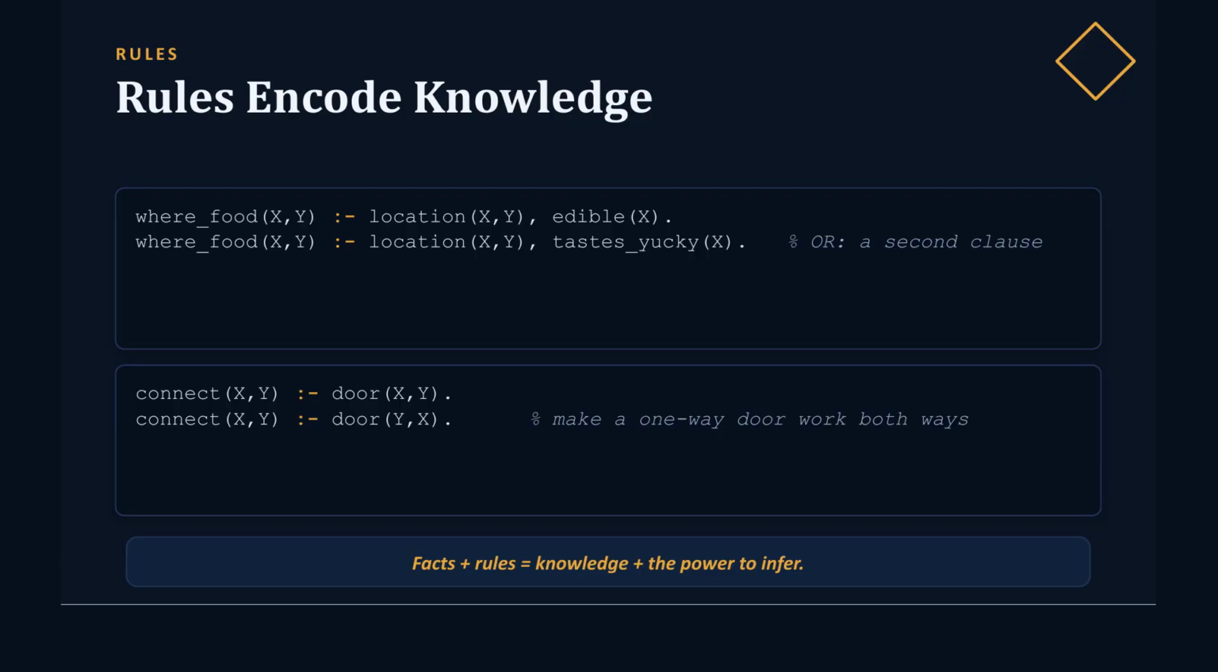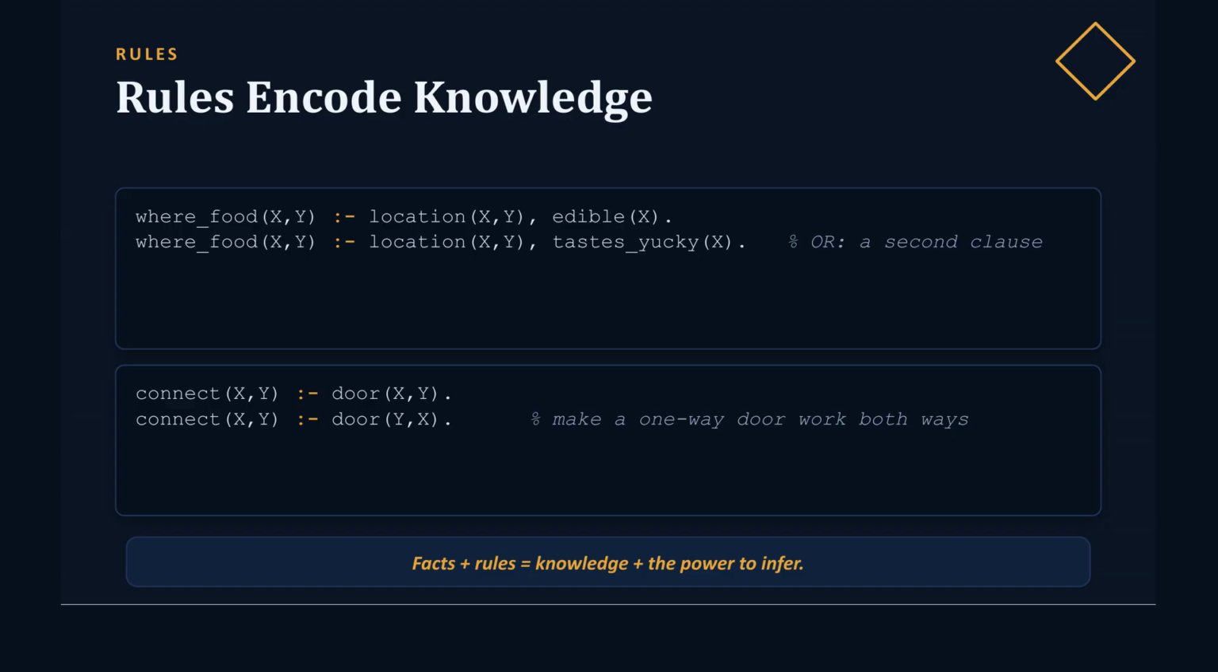Rules turn that database into knowledge. A rule says where to find food: something is food in a room if it is located there and it is edible. Give a predicate 2 clauses and you get an or: food is anything edible, or anything that merely tastes yucky. And to make a one-way door work both ways, we write connect with 2 clauses, 1 for each direction. Facts plus rules equals knowledge plus the power to infer.